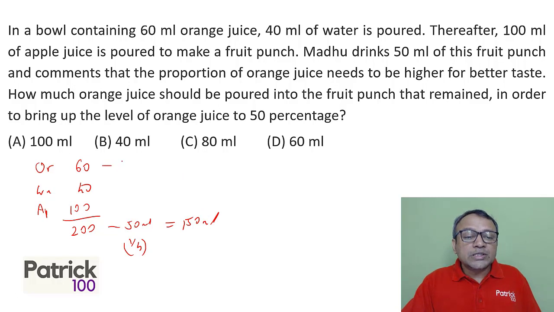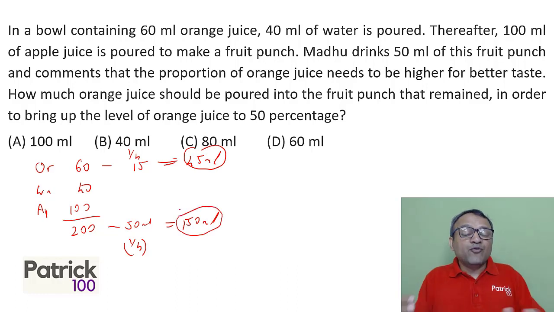How much orange juice is left? Orange also 1/4 will go, because everywhere 1/4 will go. 15 will go, so 45 ml of orange juice is left. The total liquid is 150 ml, because when you drink 1/4 of the whole liquid, 1/4 of the orange juice also goes. So orange is 45 ml, and the others are 105 ml.